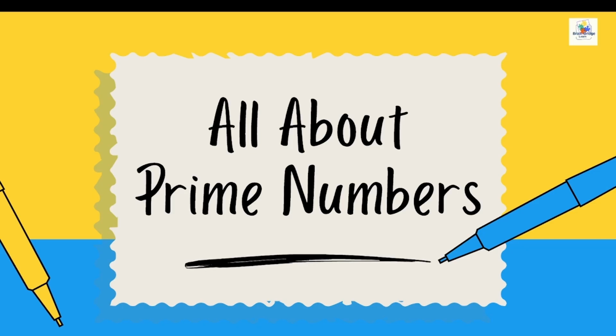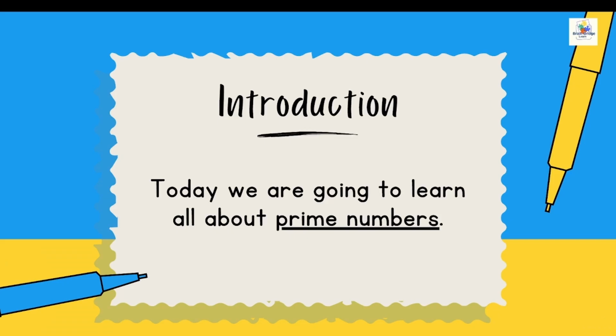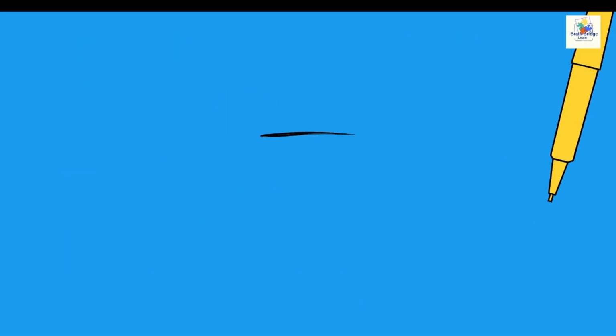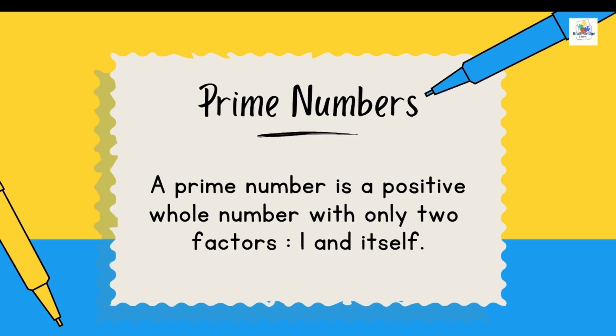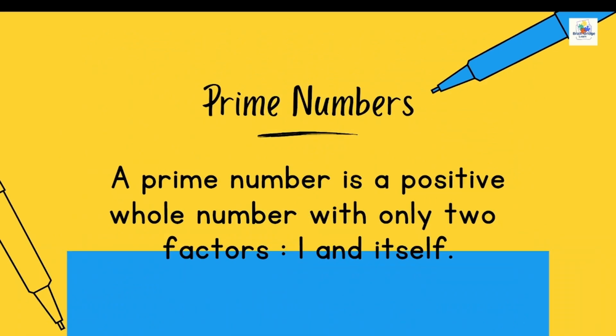Next we will have all about prime numbers. If you don't know about prime numbers, we will learn about them now. So introduction. Today we are going to learn all about prime numbers. A prime number is a positive whole number with only two factors, 1 and itself.